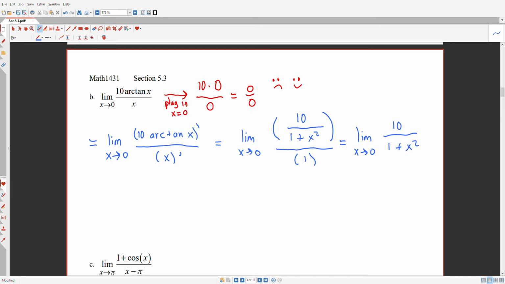And now when I plug in x equals 0, nothing bad happens. I get 10 divided by 1 plus 0 squared. I just get 10.